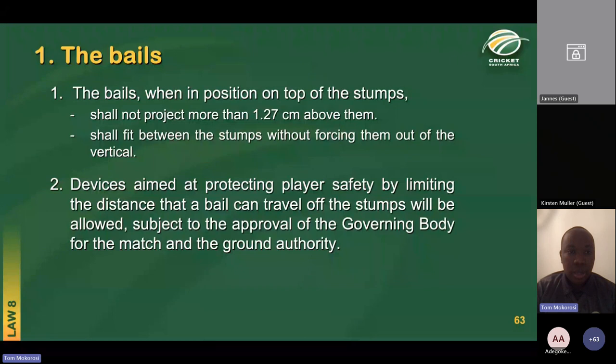So after that incident, devices were brought in aimed at protecting player safety by limiting the distance that a bail can travel off the stumps. What I have seen in pictures, but not physically in real life myself, is a string connecting the bail to the top of the stumps so that the bail cannot go further than, say, 15 centimeters from the top of the stump. Is this allowed? Yes, subject to the approval of the governing body for that match and also the ground authority.